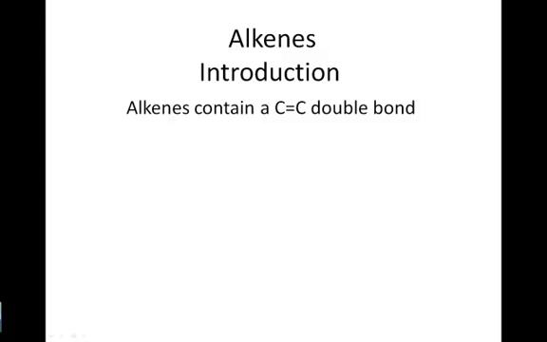I'd like to introduce you today to the nomenclature of alkenes, or the way that we name them. Just as a reminder, remember that alkenes are hydrocarbons that contain a carbon-carbon double bond. This is the simplest of alkenes, ethene or ethylene, so you have to have two carbons in the molecule at a minimum in order to have a carbon-carbon double bond, obviously.